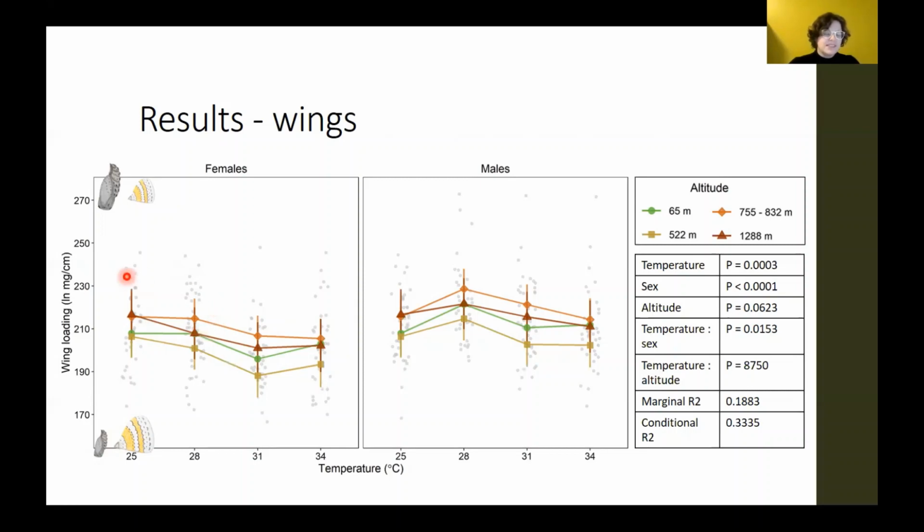Here again, we see a lot of variation. We don't really see any clear effect of altitude. There is a small effect of temperature again. But I think the most interesting one here is that the males have a higher wing loading than the females. And we actually see this in the system also, that the females do most of the dispersal. So for them, of course, it is also beneficial if they have bigger wings compared to their body mass.